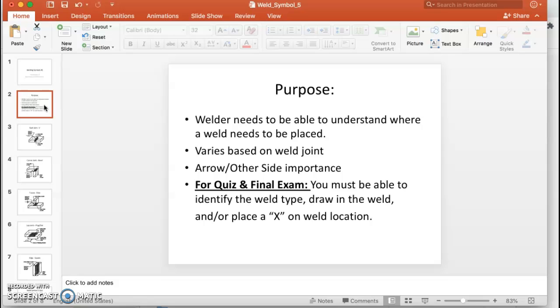So again, we should know what the welds are based on symbol recognition. We should also understand which side is arrow versus other side. And for the quiz on Wednesday and eventually your final exam, you should be able to identify the weld type based upon symbol. You could be asked to draw the weld in, whether through a matching or identifying where it goes, whether you locate it on arrow or other side.